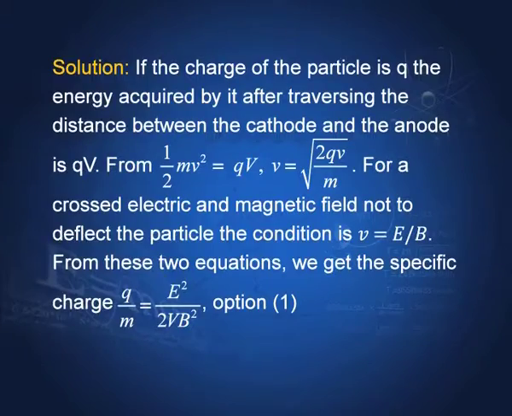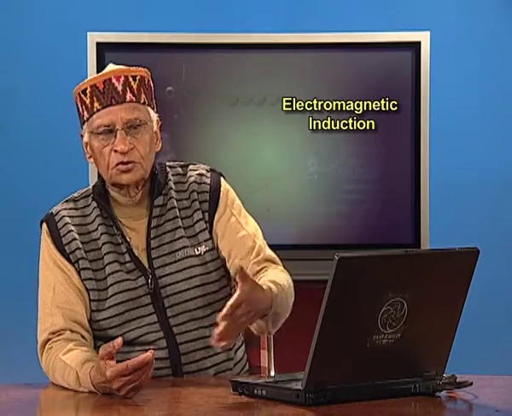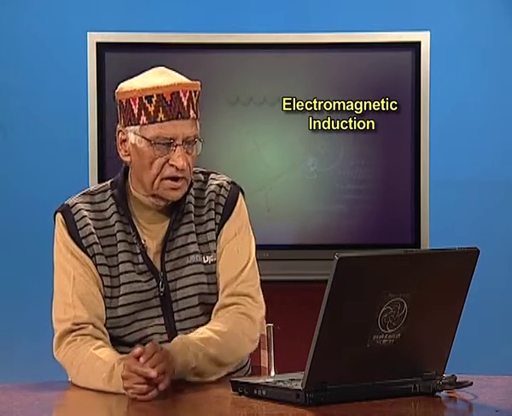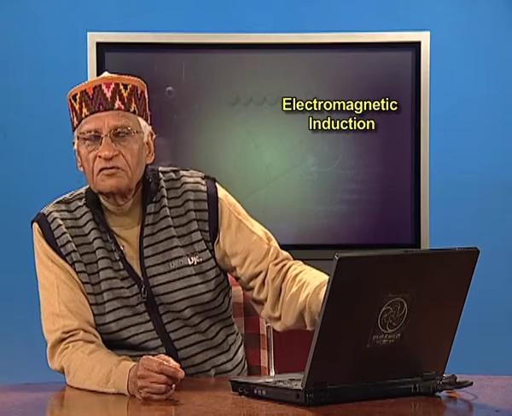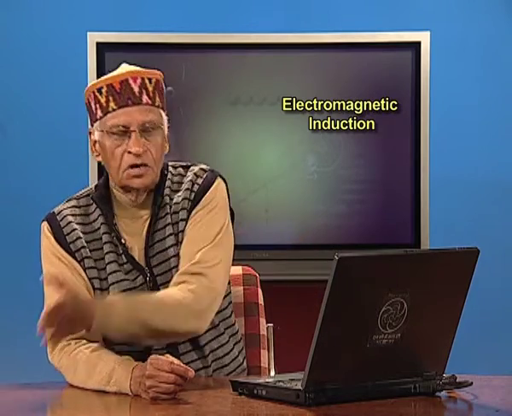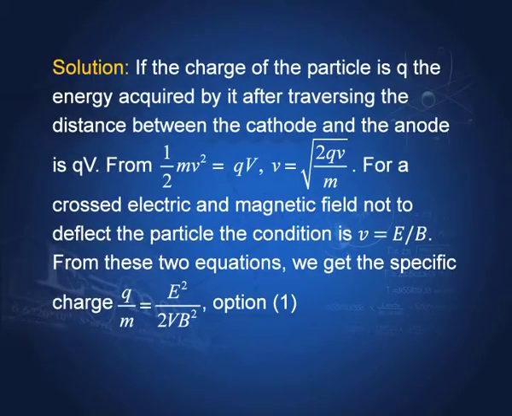So, if the charge of the particle is q, the energy acquired by it after traversing the distance between the cathode and the anode is q V. For each volt, the energy acquired is q. So, for a potential difference of V, the work done, or the energy acquired, is q V, and this is equal to half m v squared. That is the kinetic energy of the electron which goes from the cathode to the anode. From this we can get the velocity acquired by the charge released by the cathode, which is equal to the square root of 2 q V by m. You can see from this equation.